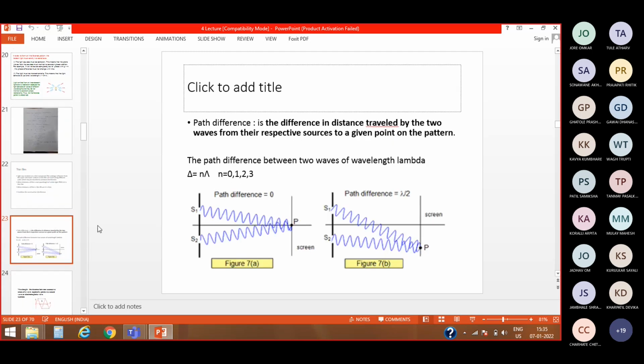Next point is the path difference. What is path difference? It is the difference in distance traveled by two waves from their respective sources to a given point on the pattern. This is the source of light S1 having a wave. This is another source S2 having a wave coming out of it, and when both the waves meet here, constructive interference happens, and we get light here, which has much higher intensity.